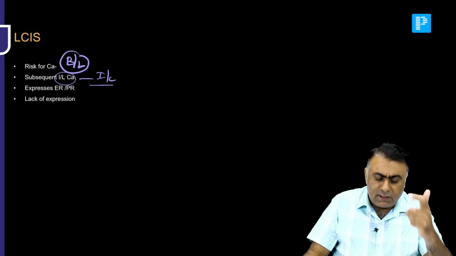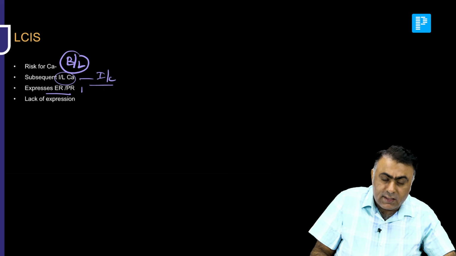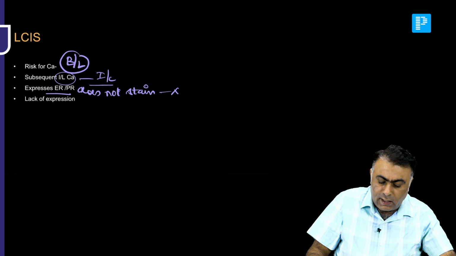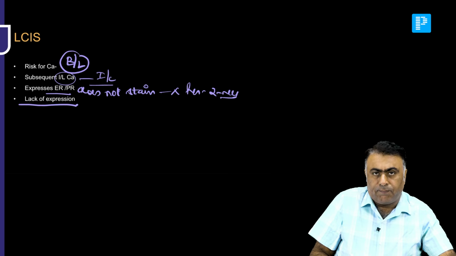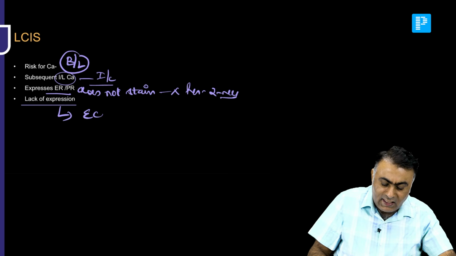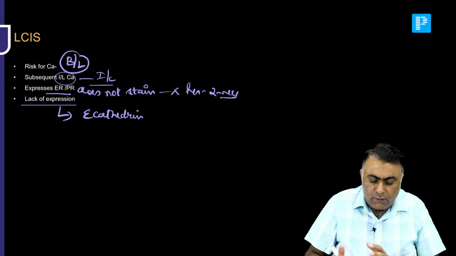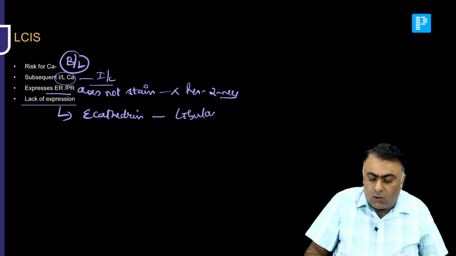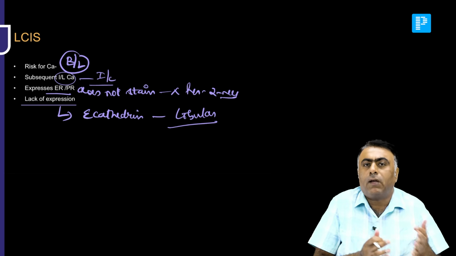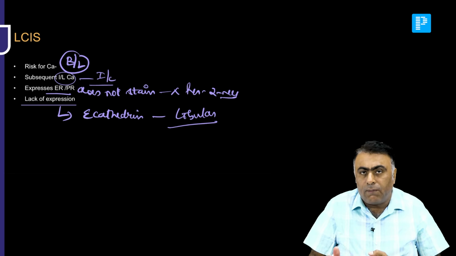Then this lobular carcinoma in situ expresses the estrogen and progesterone receptors, but it does not stain for HER2/neu. And along with that, there's a lack of expression of E-cadherin. That is important. This is something which you will find in all lobular varieties, whether it's a lobular carcinoma in situ, atypical lobular hyperplasia, or infiltrating lobular cancer.